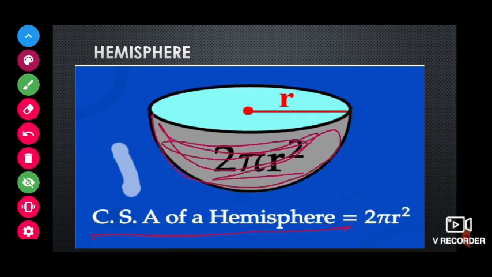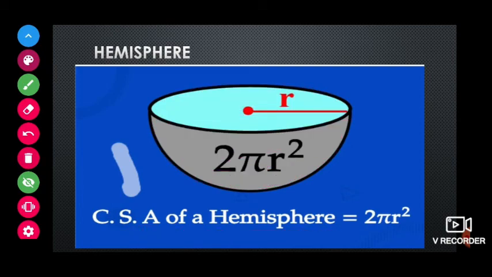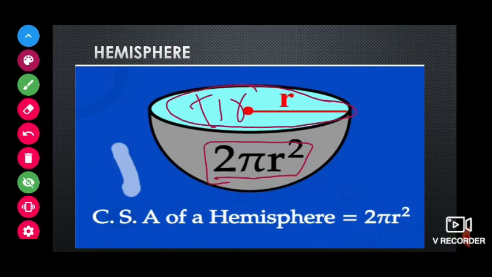If we take a hemisphere, we will have one circle also here. So if I want to find the total surface area of a hemisphere, then I have to add that circle also. So 2 pi r square plus the circle formula, pi r square. The total surface area of a hemisphere will be 2 pi r square plus pi r square, totally 3 pi r square.